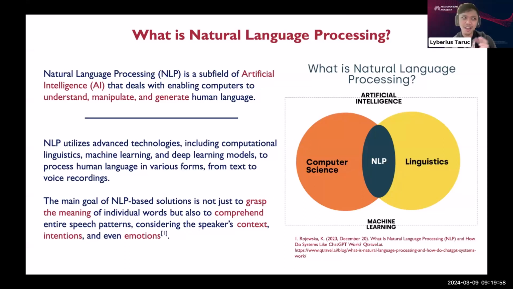Another simple analogy here is that if computational linguistics is more like the pure science, NLP is more like an applied science. So this is already the application of what the theory is talking about, or how we make use of it. Okay.